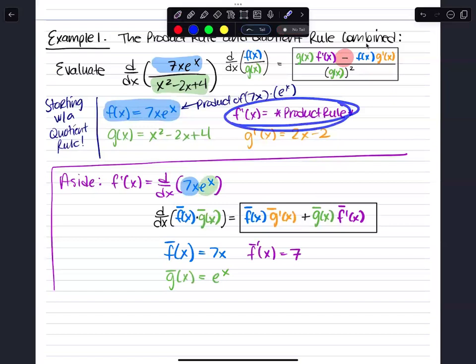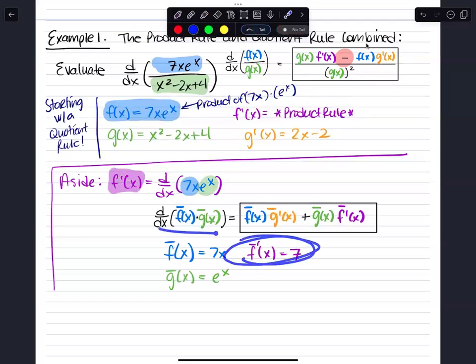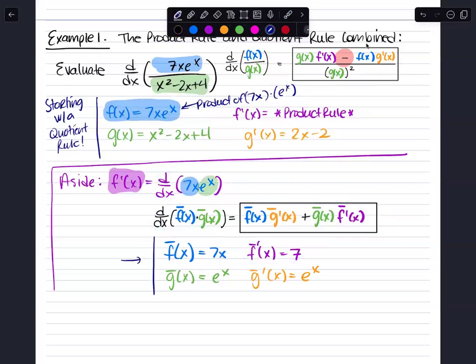We're finding an f prime so that we can apply it to the quotient rule. This is the f prime from the quotient rule. But this is the f prime for the product rule that we need to evaluate the derivative of the numerator of the quotient. And then I'll have g prime, but I'm going to put a bar over the g so that I remember that the bars, or the hat functions, are for the product rule.